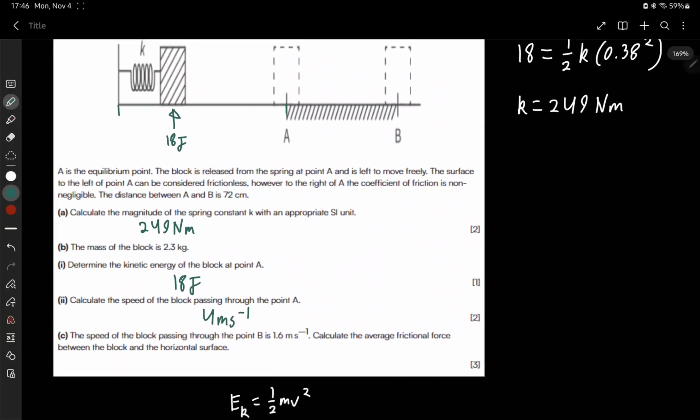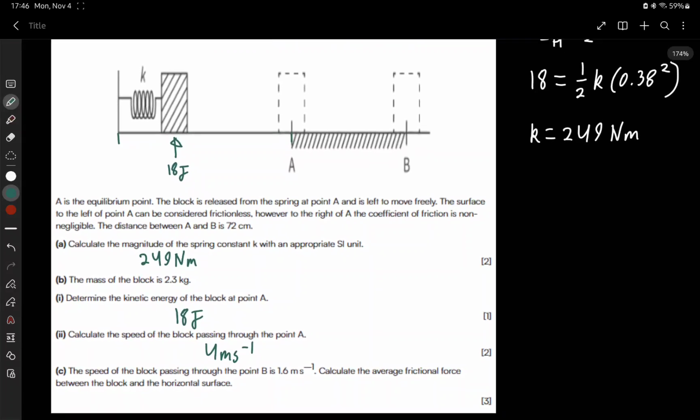And now we have to consider frictional forces. So we're told that between A and B, friction is non-negligible. So the coefficient of friction is non-negligible, so there is some friction here. And we can see that some energy is lost, because if this was just a frictionless plane, the velocity would remain constant. Here we can see it drops down to 1.6 meters per second. So what I'm going to do is find the kinetic energy at the start at point A, and then the kinetic energy at point B, find the difference, and the difference is the energy lost due to friction.